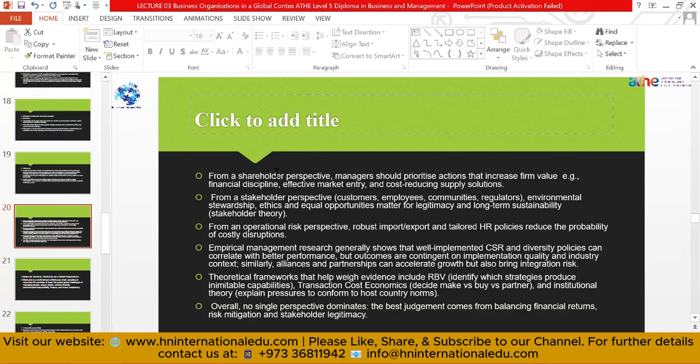From an operational risk perspective, robust import-export and tailored HR policies reduce the probability, that is the second chance, of costly disruptions. Sometimes the decisions you're about to take are win-win, sometimes they're not win-win. Empirical management research, the research on different managerial decisions and aspects of businesses, generally shows that well-implemented diversity policies can correlate with better performance, but outcomes are contingent on implementation quality and industry context.